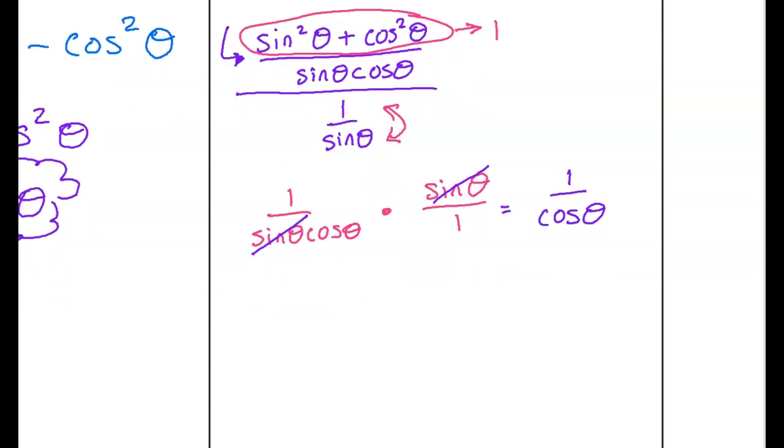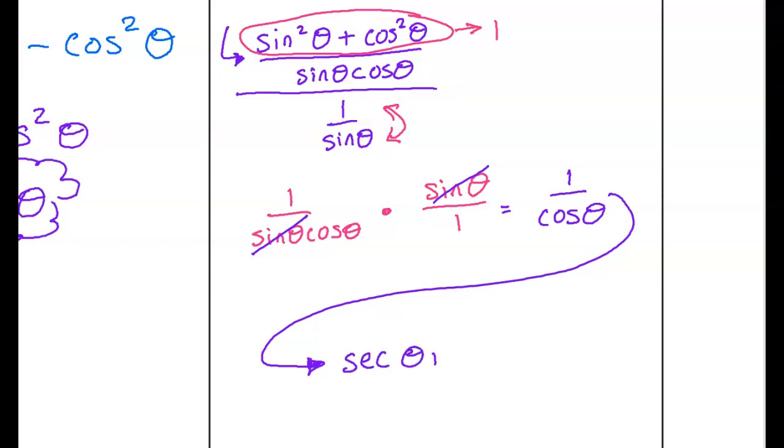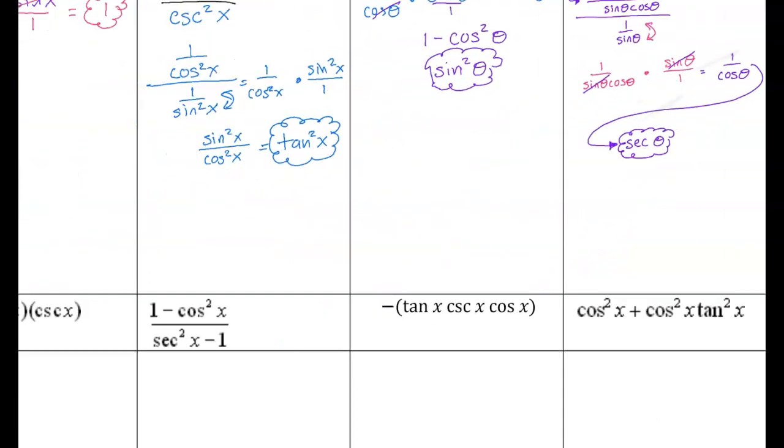Now, what do we know from our reference sheet? What do we know is equivalent to 1 over cosine of theta? Well, that's easy. This is the reciprocal function secant of theta. And you're done. That's a single trigonometric function. Okay, next one.